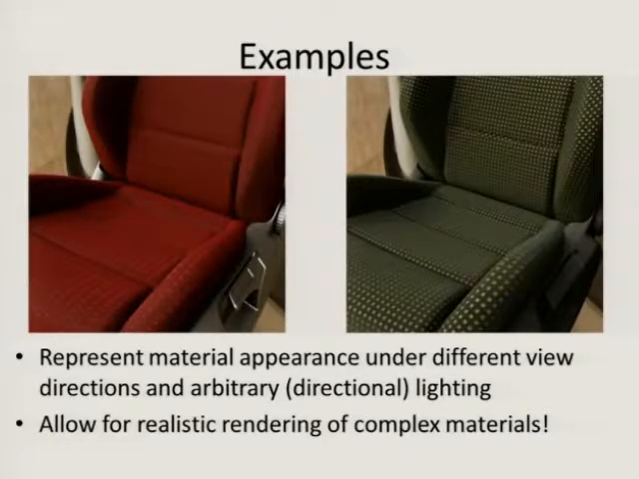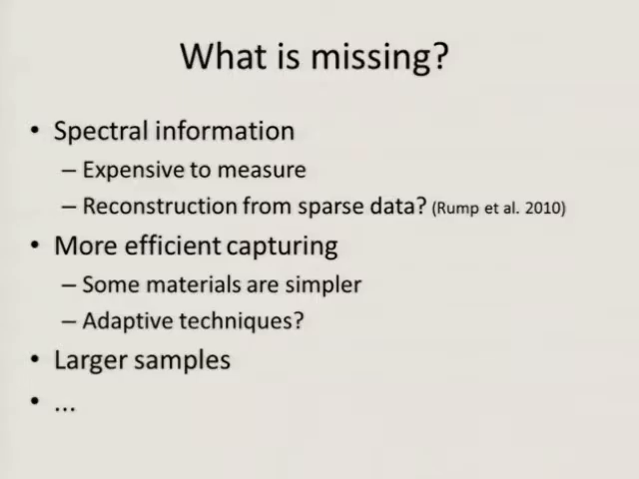These are some results that we see here. We can represent material appearance for different view directions and arbitrary, directional lighting. If I bring my light source too close, I will get wrong results. But as long as our samples are somewhere in space, it looks good, okay? And this allows for realistic rendering of complex materials. This is a close-up of such a material. It looks like it should. Okay, what is currently missing?